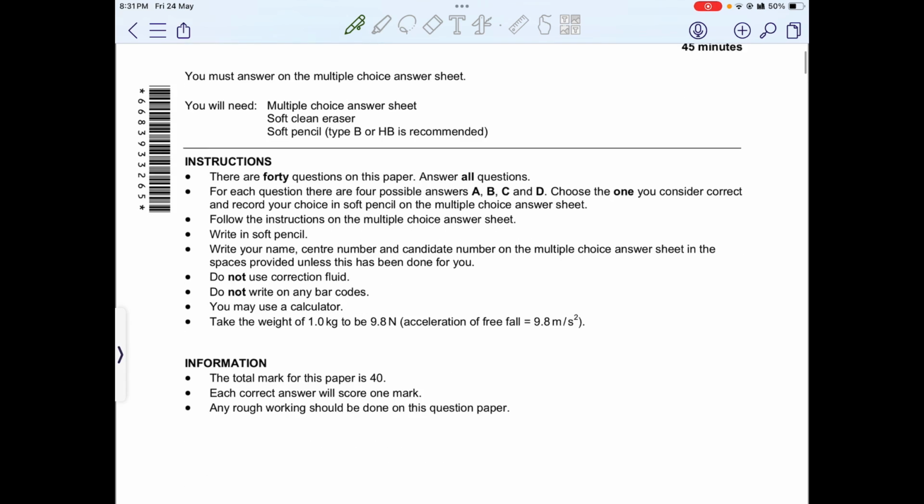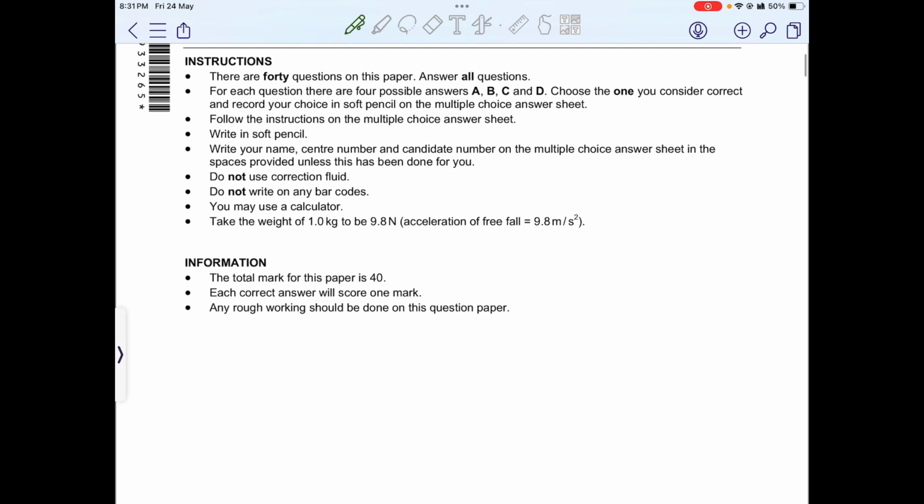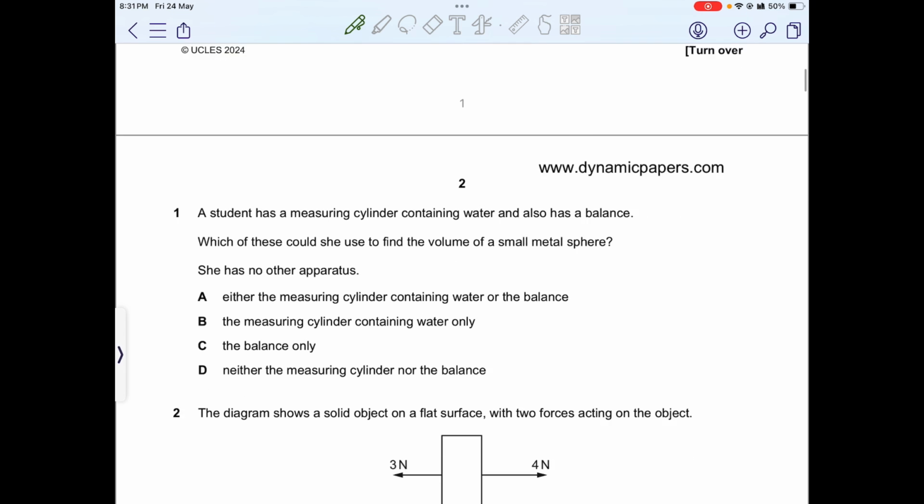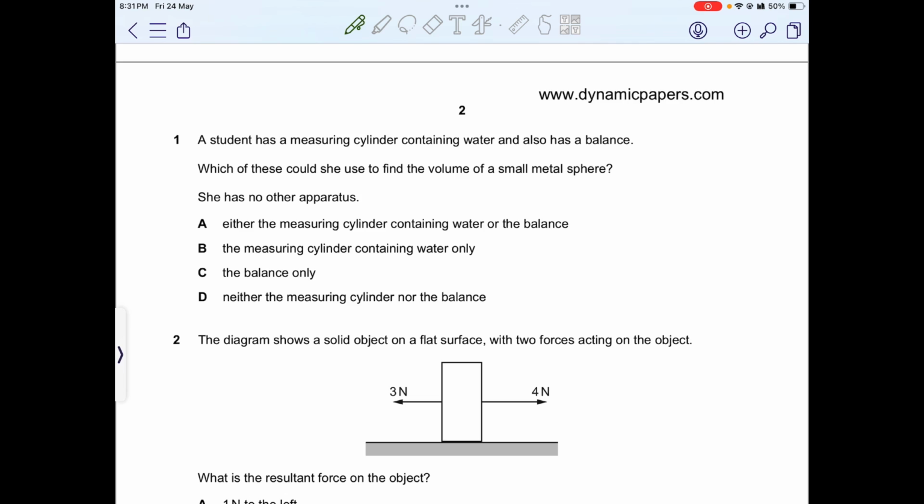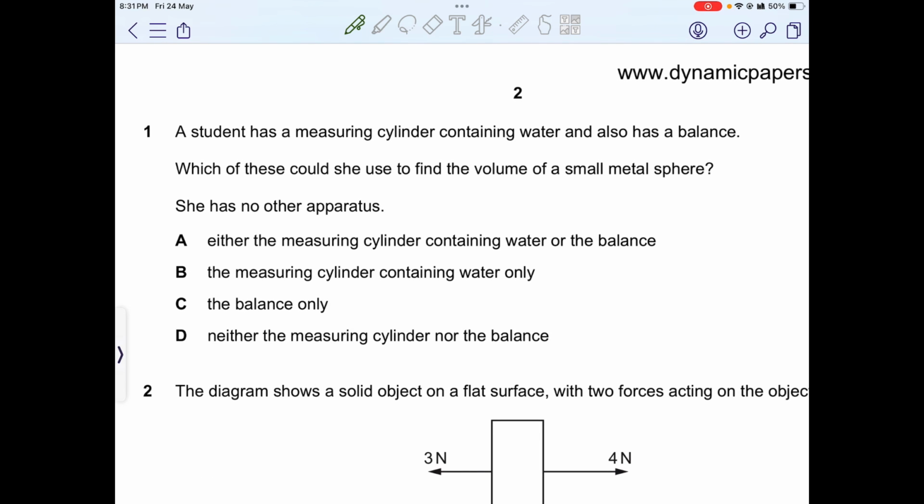Alright, let's move on. Remember that for this 2024 paper, the weight of 1 kg is 9.8 N and not 10. Now the first question says the student has a measuring cylinder which contains water, and has a balance. Which of these could be used to find the volume of a small metal sphere?